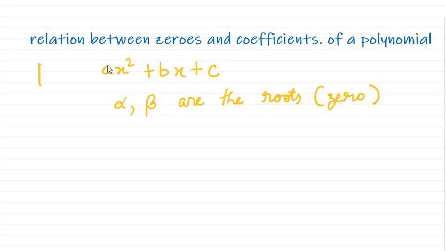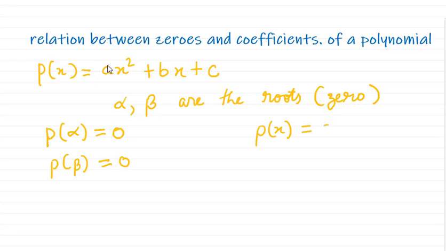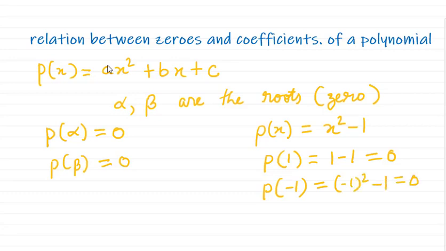So let's say this is your p(x). If you put alpha in this equation, you will get 0, and if you put beta also, you will get the result as 0. I'll just give you an example as well. Let's say we have p(x) equals x square minus 1. If you put x equals 1, you get 1 square minus 1, which gives you 0. And in the same way, if you put minus 1, minus 1 square will be 1 only, so that will give you 0. So in both the cases we are getting 0.